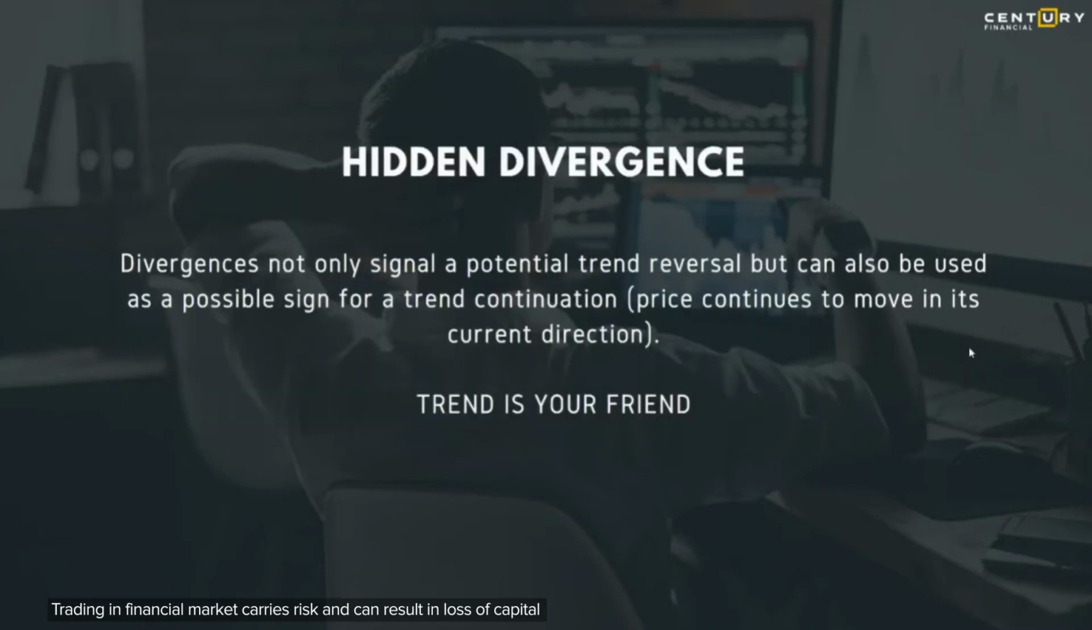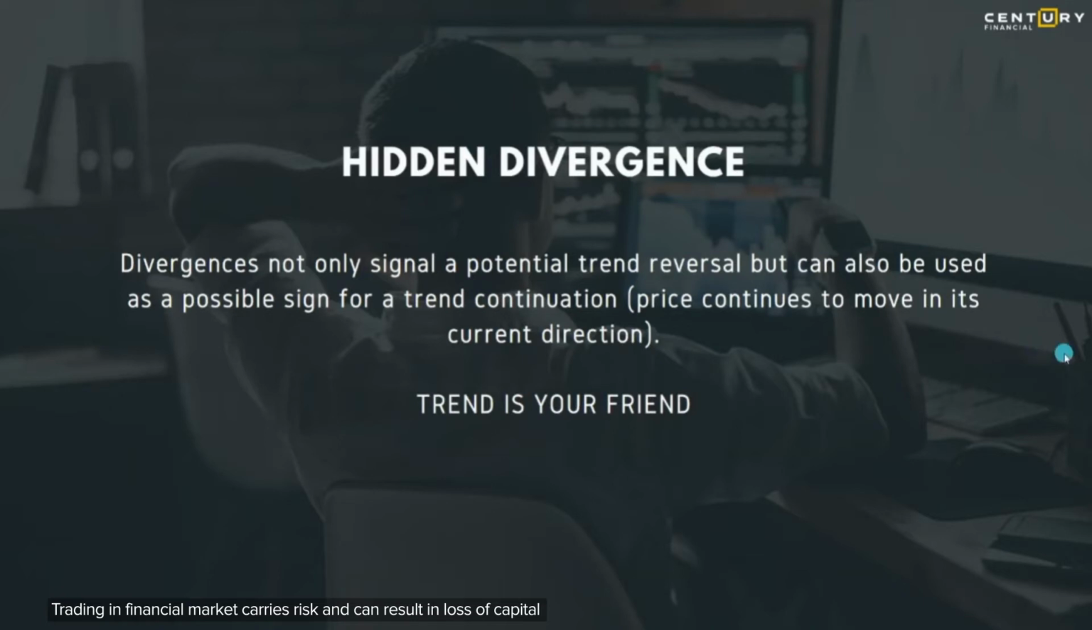Divergence not only signals a potential trend reversal but can also be used to see if the trend continuation happens. And most of you would have heard that trend is your friend. So always be with the trend. You are much safer. Going against the trend might be a little disastrous in case there is no risk management in place. But even going with the trend could be devastating in case there is no risk management. So either way, irrespective of trend being a friend, risk management is always advised on every trade or every investment that you take.